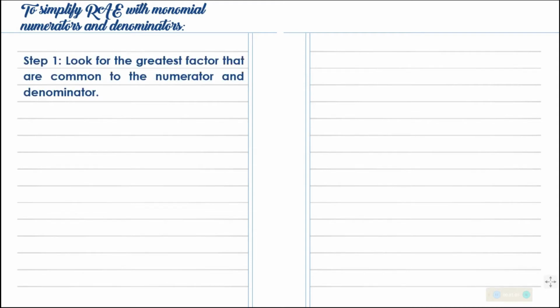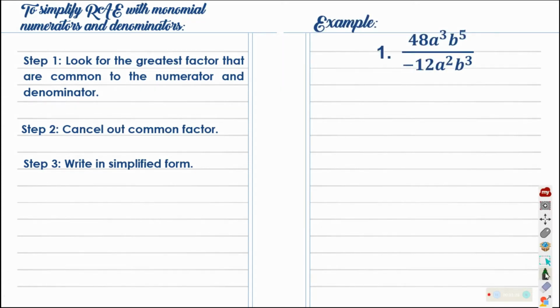To simplify RAE with monomial numerators and denominators, the first step is to look for the greatest factor that is common to the numerator and denominator. So, kailangan ulit natin mahanap yung GCF. Then, we have to cancel out the common factor. So, yung nahanap nating GCF, ika-cancel out natin sa numerator at sa denominator. Then, for step number 3, we have to write it in its simplified form. So, let's have example number 1. Example number 1 is 48a cubed b to the 5th all over negative 12a squared b cubed.